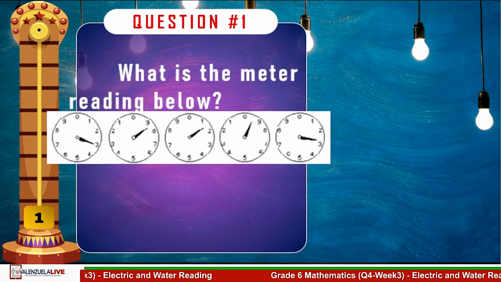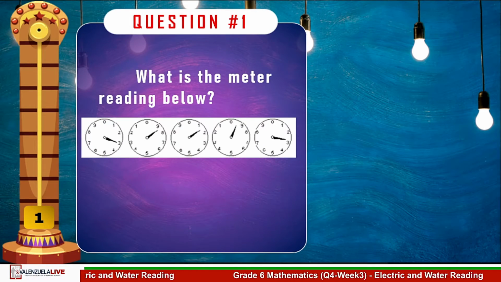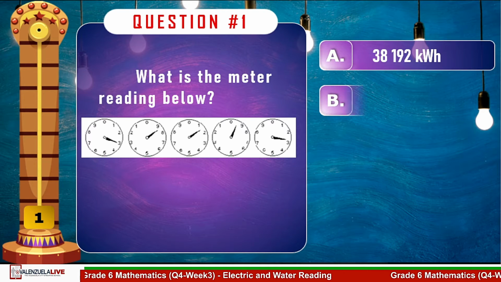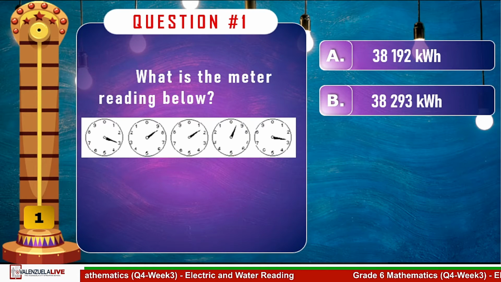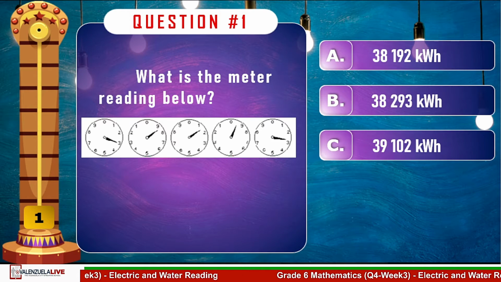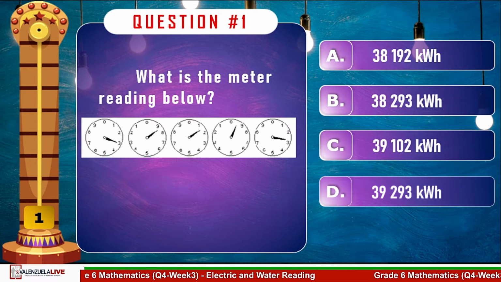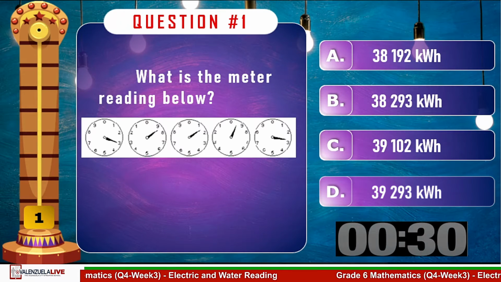The first question is, what is the meter reading below? Letter A, 38,192 kilowatt hours. Letter B, 38,293 kilowatt hours. Letter C, 39,102 kilowatt hours. And letter D, 39,293 kilowatt hours. Your 30 seconds. Timer starts now.